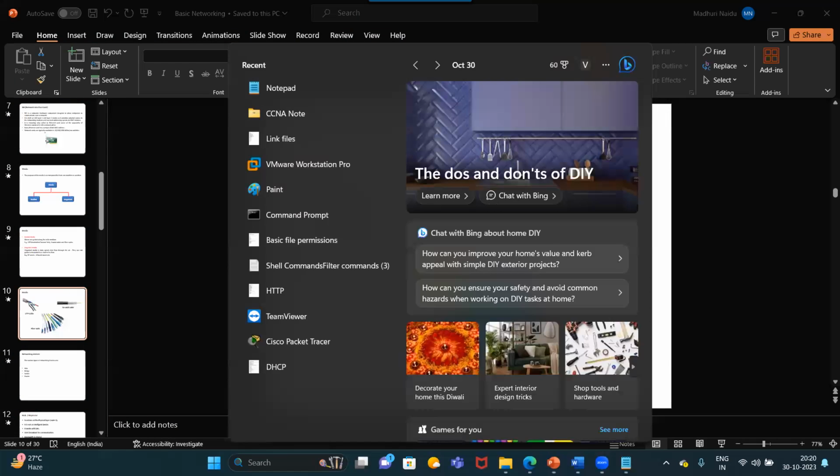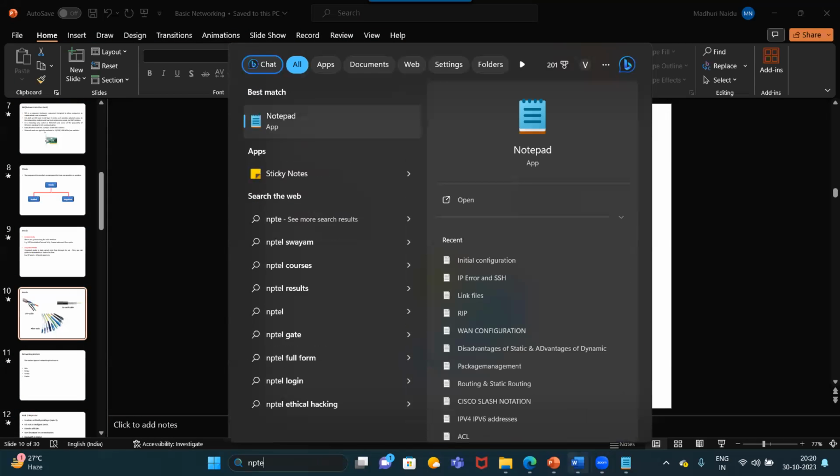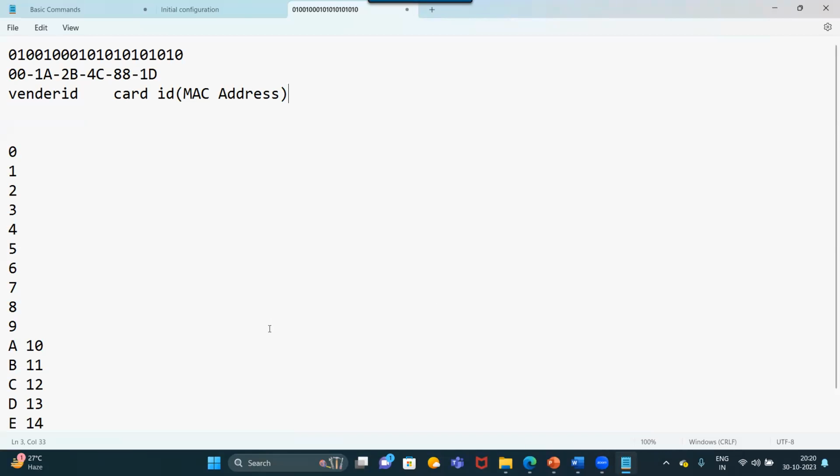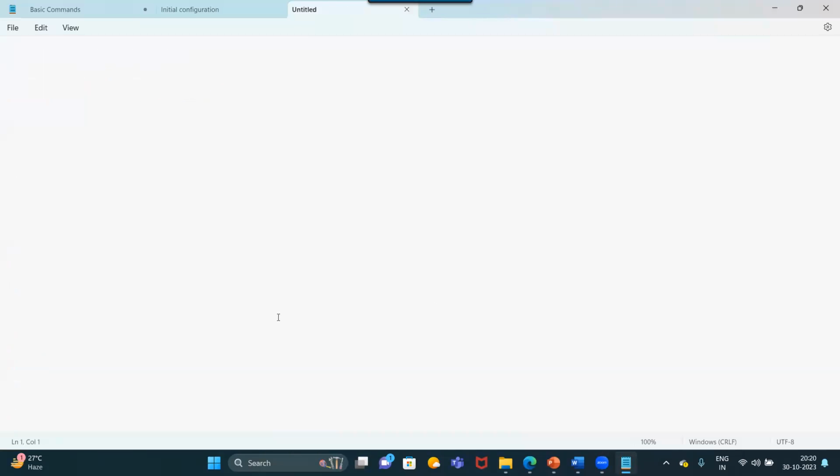One more point I want to tell you is, in twisted pair cable we have two types: UTP and STP. Unshielded twisted pair and shielded twisted pair. There are two types of cables. Unshielded twisted pair transfers the data from source to destination in a specific direction and it is low cost. UTP cables are low cost.